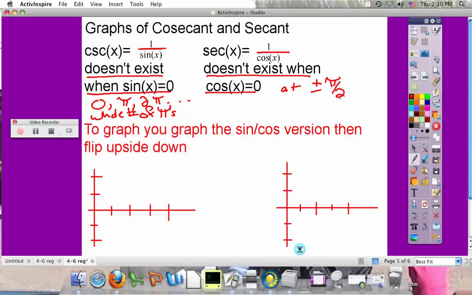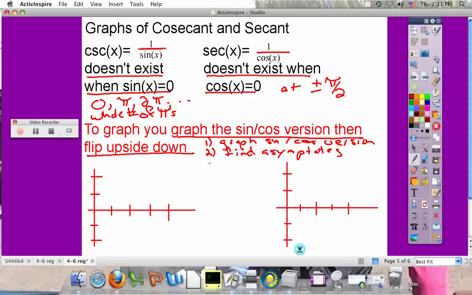So, to graph them, this is the easiest way to do it. You won't actually graph cosecant and secant. What you will do is graph the sine and cosine version of it and then simply flip it upside down. So, number 1, you're going to graph the sine or the cosine version. Number 2, you're going to find your asymptotes. And number 3, you're going to flip your answer.